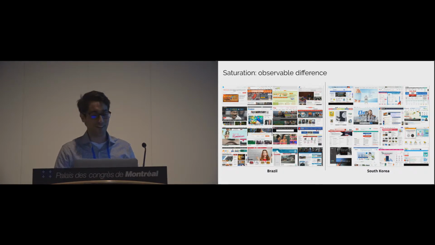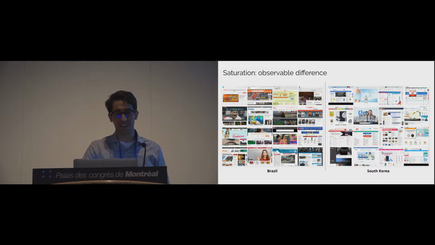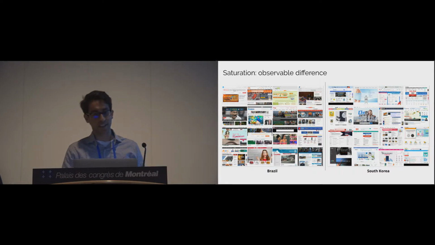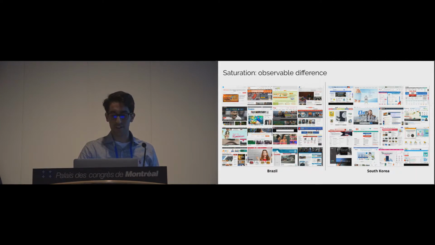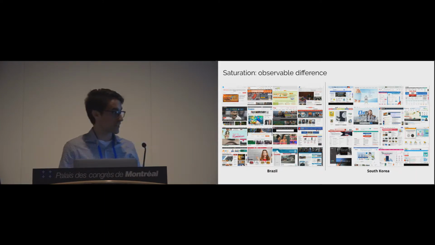For example, Brazilian websites on the left show stronger colors compared to South Korean websites on the right. We found this result even cooler than the overall colorfulness score, since not only was it statistically significant, but when scanning large numbers of websites, the difference in saturation is also visually apparent, as seen by the websites from Brazil and South Korea.